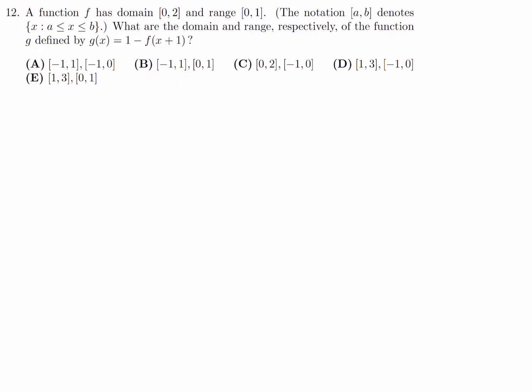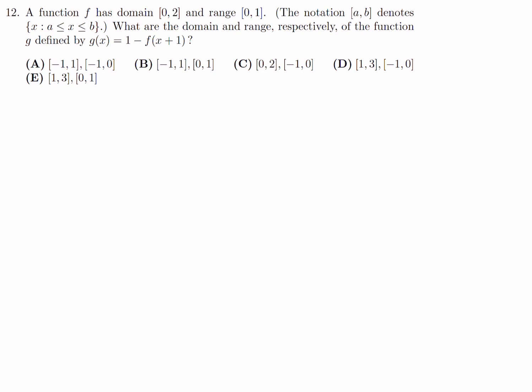A function f has domain [0, 2] and range [0, 1]. The notation [a, b] denotes that x is between a and b. What are the domain and range, respectively, of the function g, defined by g of x is equal to 1 minus f of x plus 1?